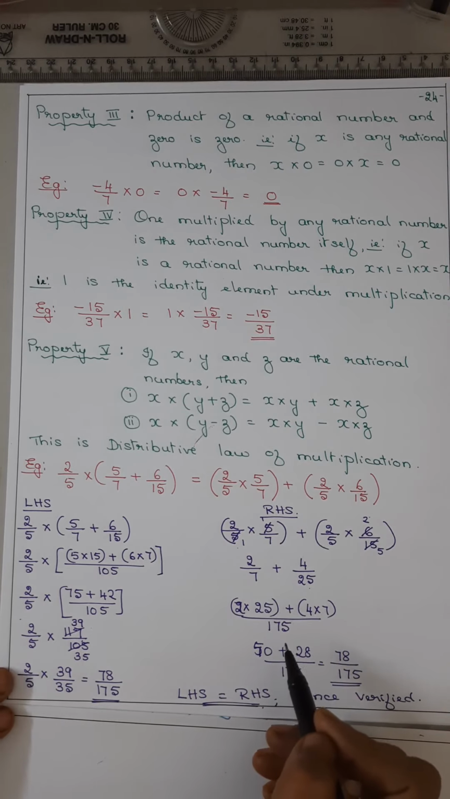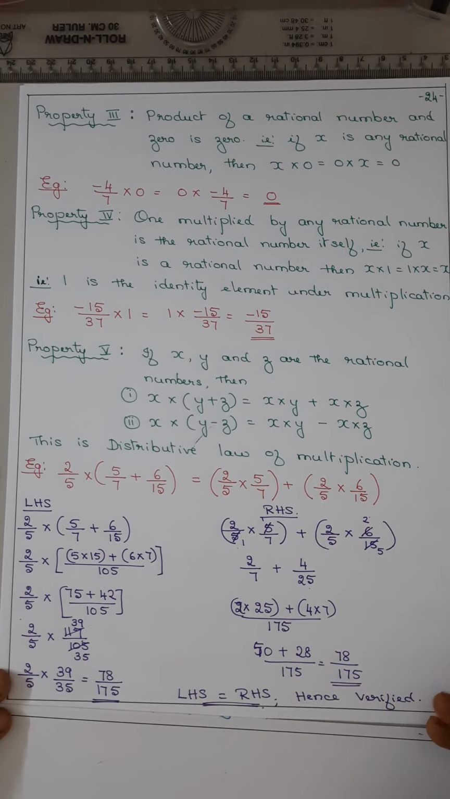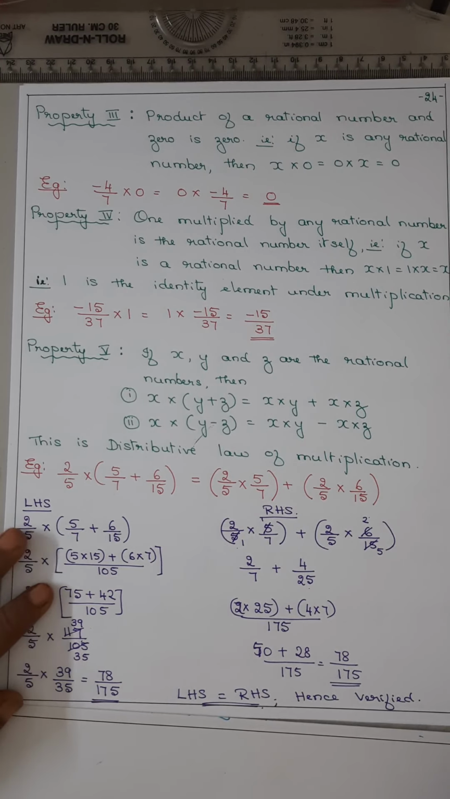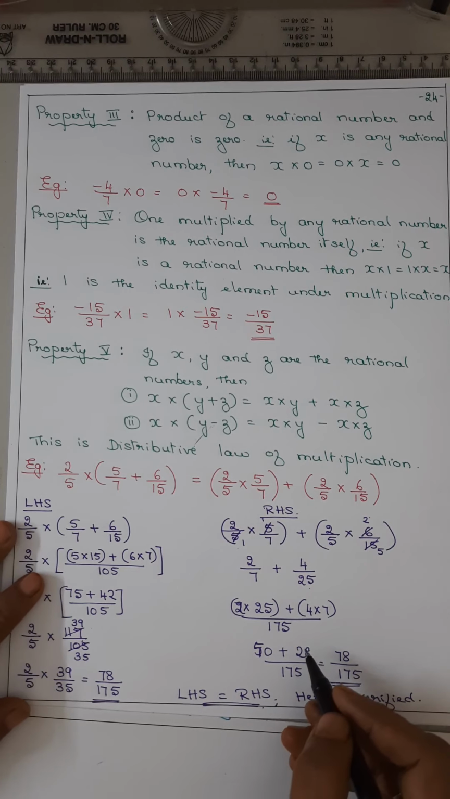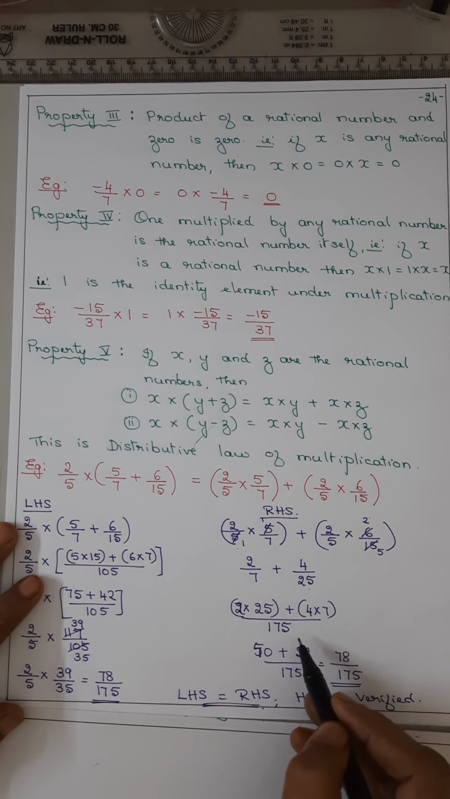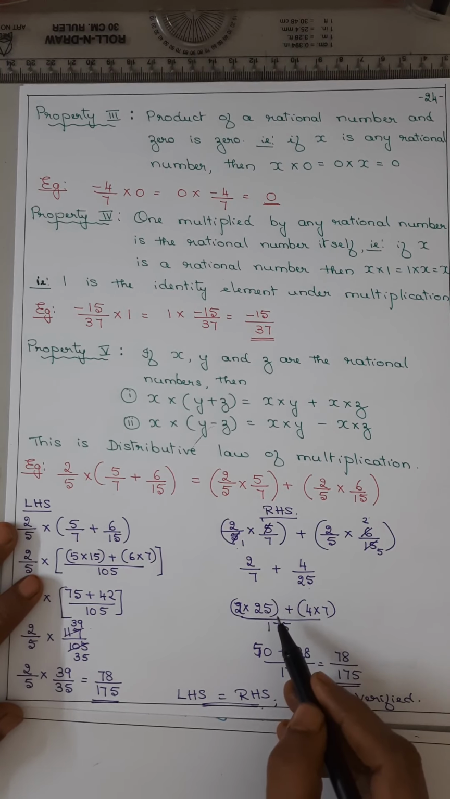Directly the LCM is 175. If it is a big number, go for the common division method. If you are not confident, go for that method and find out the LCM. Rough work में करो. So here 175 is the LCM. So 2 into 7, how much? 175. 7, it is a 25.